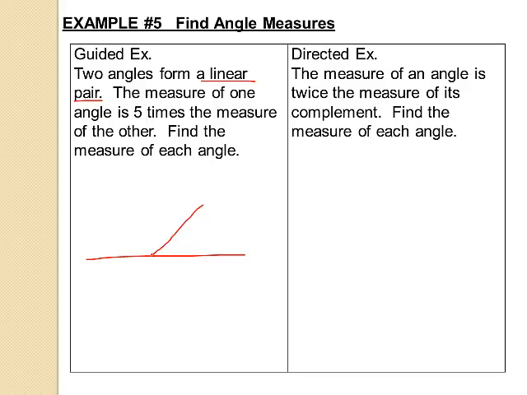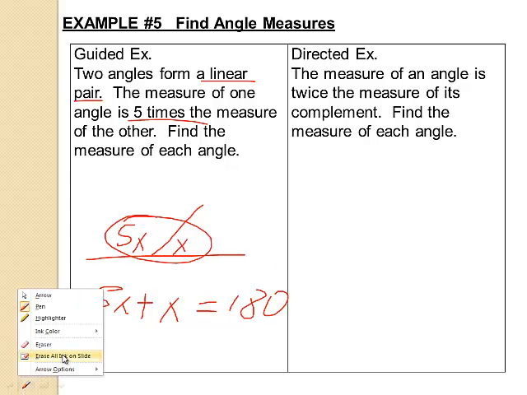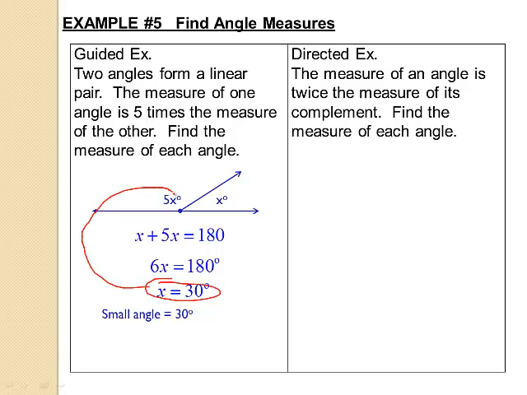The measure of one of the angles is 5 times the measure of the other. So I'm going to call the smaller one x. That means if the other one is 5 times the measure, this is going to be 5x. And if we know that these two are a linear pair, we can add them together and say 5x plus x equals 180 degrees. Once we solve, we get x is equal to 30. We know that the smaller angle is 30, but we also have to find the larger angle, so we plug this back in here, and we get 150.